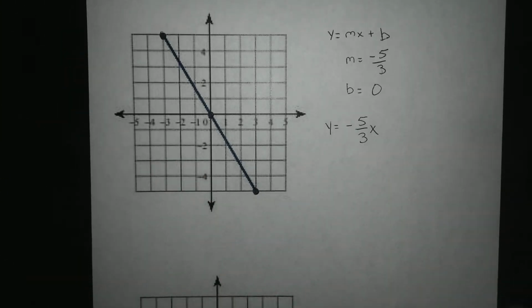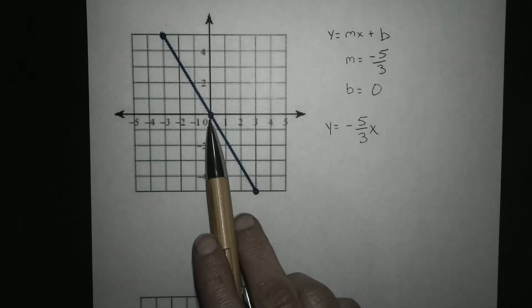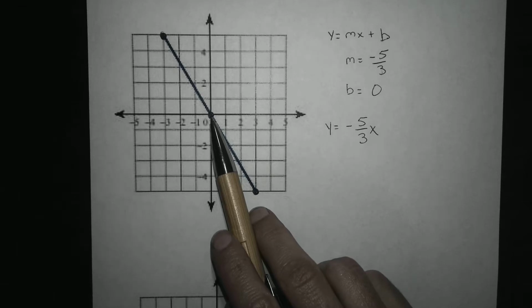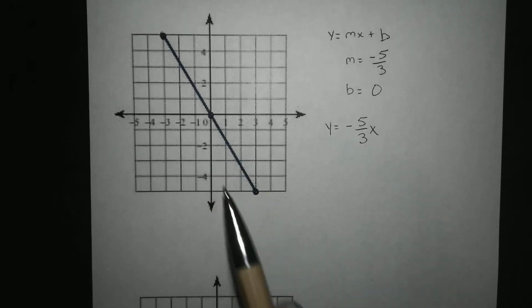So, and again, it doesn't matter. I can use any 2 of these. I'm just going to go from here. I've already put in the y-intercept. The y-intercept this time is 0. It's going through the origin, or it's going through the y-axis at 0.